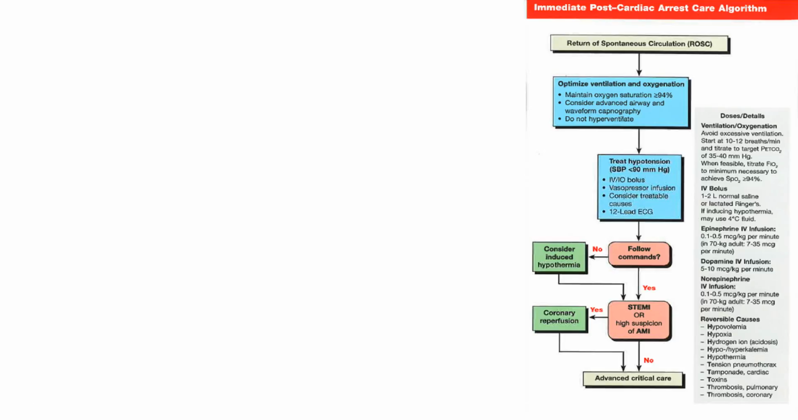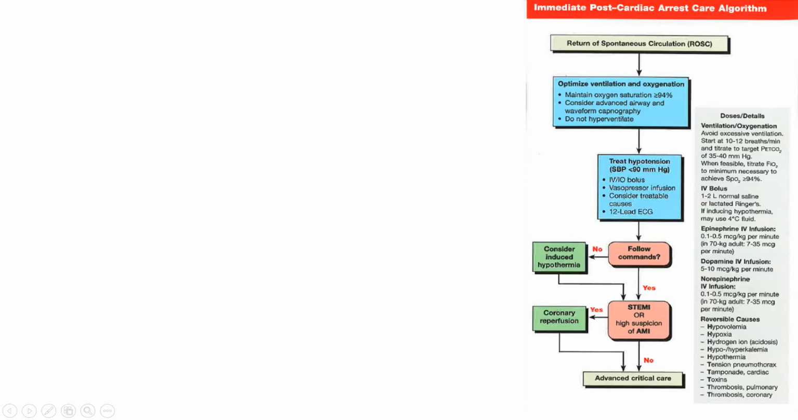So first thing here, it says ventilation and oxygenation. You want to avoid excessive ventilation, so you don't want to give them too much oxygen. You want to get it right about there, just above 94%. So avoid excessive ventilation. Start at 10 to 12 breaths per minute. So that means every 6 seconds or so, you should be giving the person a breath, 5 or 6 seconds. And titrate, target PETCO2, this is like their carbon dioxide levels, of 35 to 40 millimeters mercury. So you want the 35 to 40 with 10 to 12 breaths per minute.